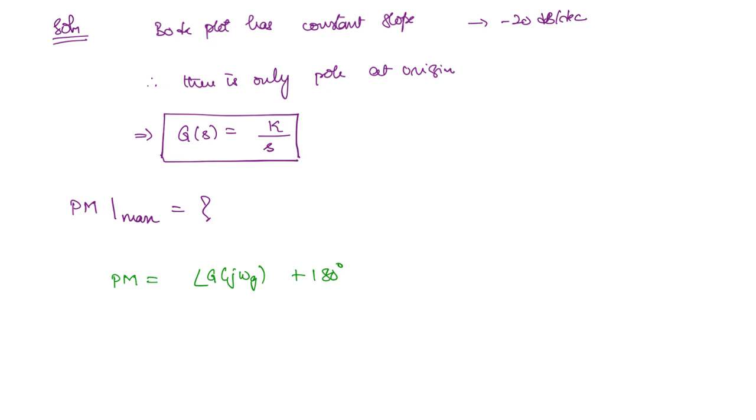But if you can see here, the G(s) is K by s simply, then what will be the phase? Angle G is simply minus 90 degrees irrespective of the frequency. So here you can directly write minus 90 degrees plus 180 degrees. This is going to give you plus 90 degrees irrespective of the frequency. So that means the phase margin is simply 90 degrees. We don't have to worry about the maximum phase margin.